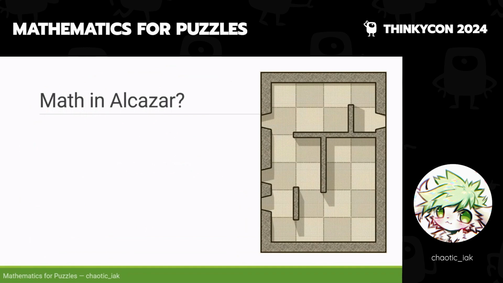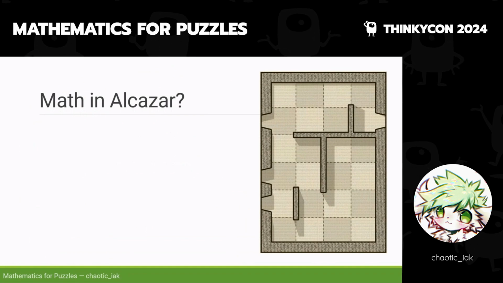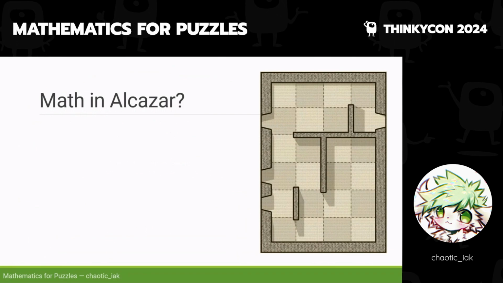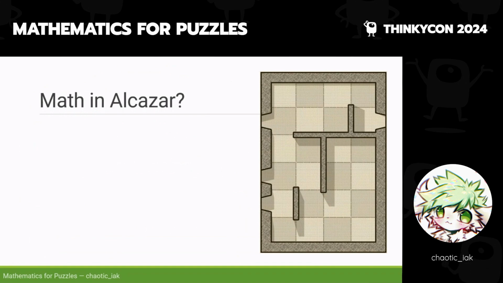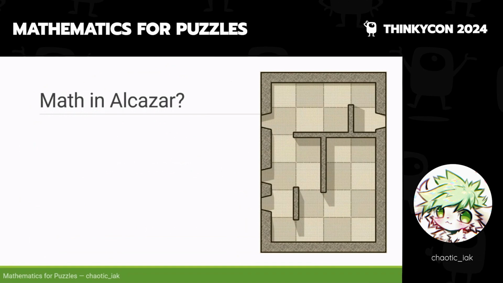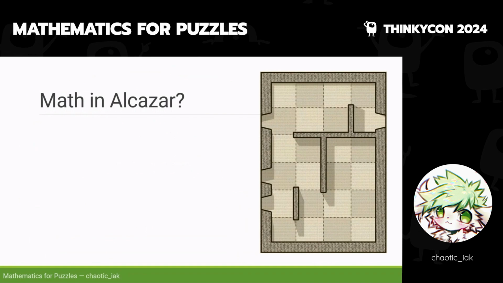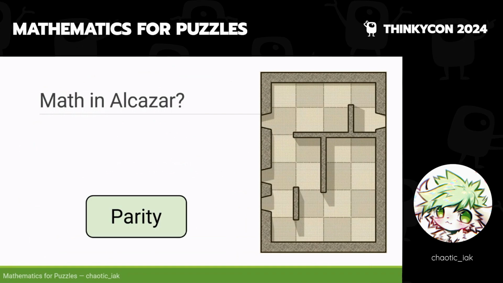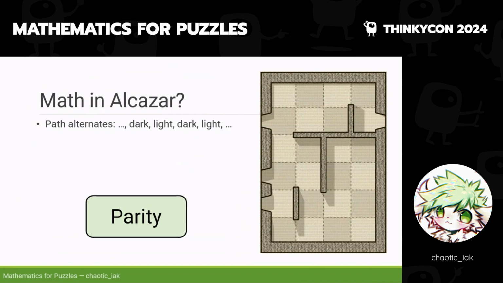Now, if you look at this puzzle, it's a screenshot from the actual game. You can see the cells are colored slightly differently. Some of them are dark, some of them are light. Why is that the case? Is that just for decoration? Turns out, no. That's to help you do some math in Alcazar, something called parity. What is parity? The idea here is that the path is going to alternate between dark and light cells.